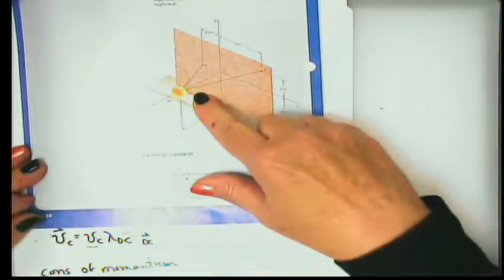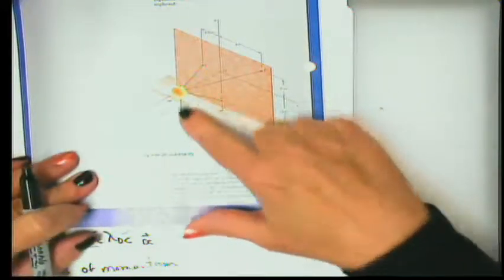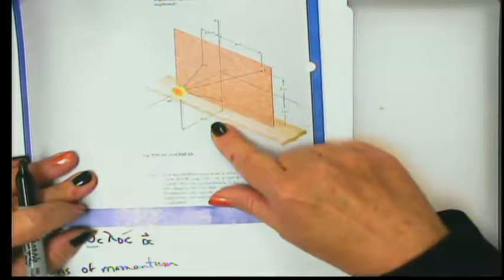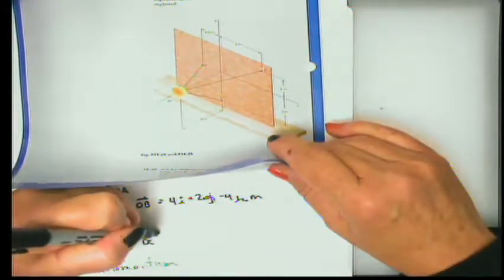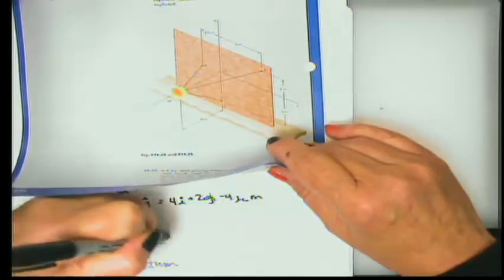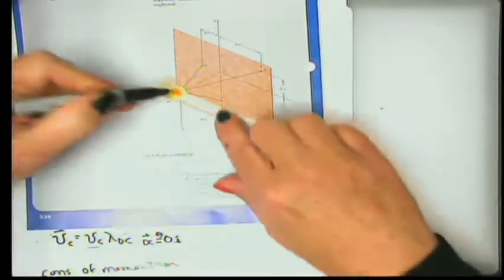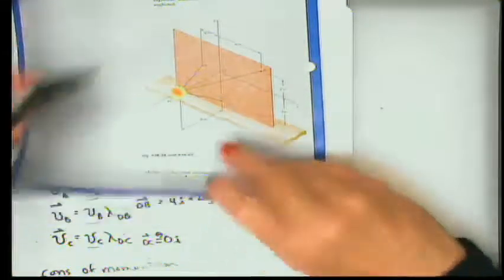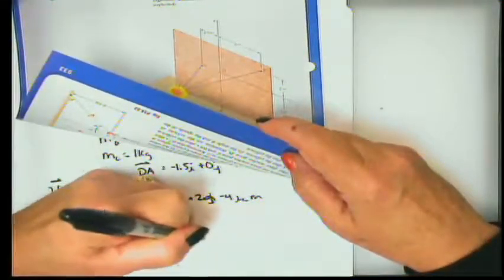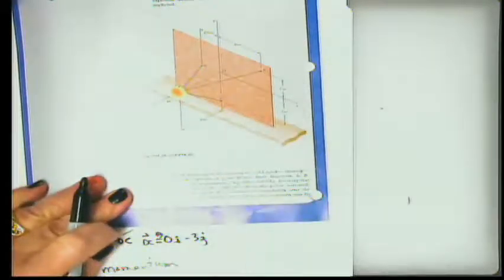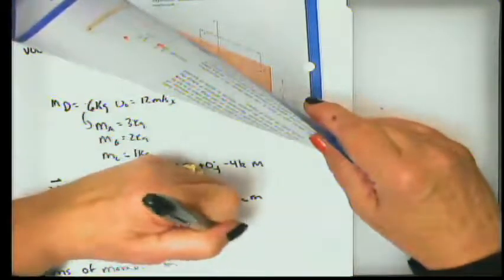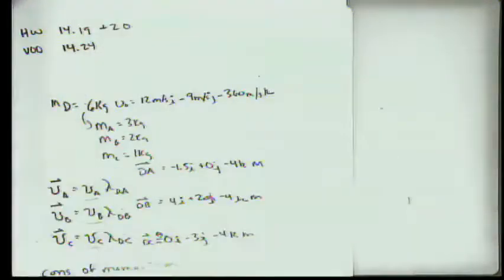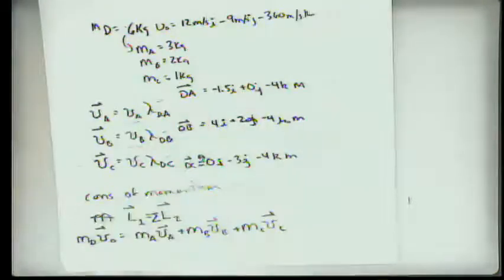And then last but not least, from D to C, in the x direction, we're right on the y-axis, so it's 0 in the x direction. In the y direction, we're moving down 3 meters. And in the z direction, we're going back into the board that same 4 meters. So it's minus 4k meters. All right. So now we're going to do a little vector math.